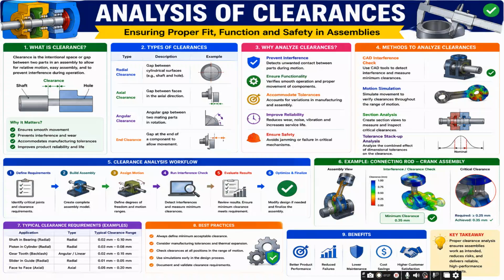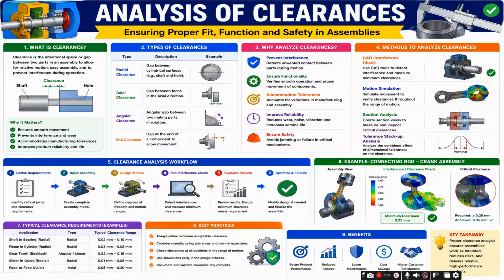Clearance analysis workflow: define the requirement and build the assembly, assign motion, then run the interference check, evaluate the result, optimize and finalize. Example of a concentric rod, connecting rod to crank assembly. This example shows the interference clearance check for a value of 0.35 mm. The typical clearance requirements for applications: shaft, piston, gear tooth, slider in guide, and face-to-face.